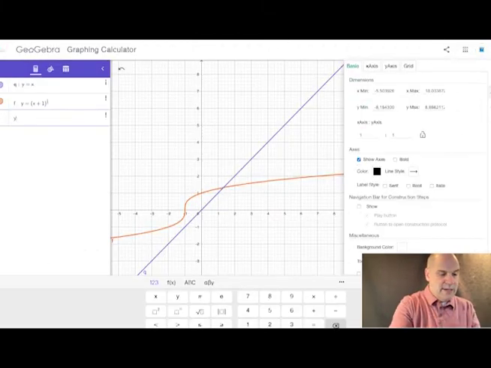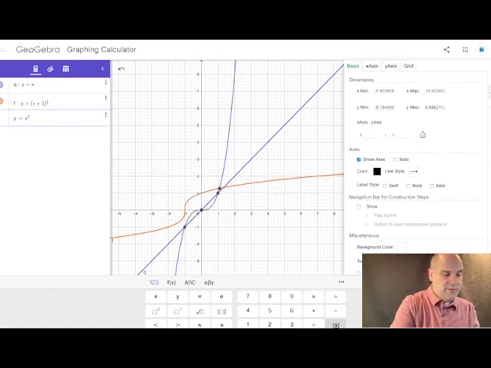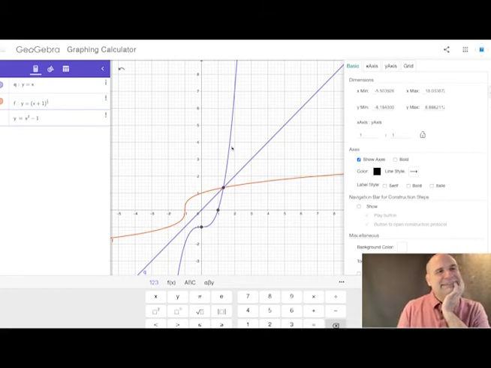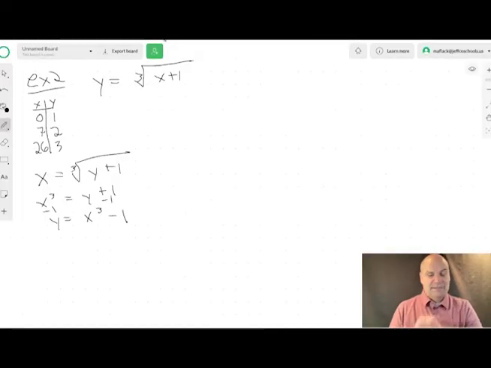So y equals x cubed minus 1. Look at that. Isn't that pretty? That's cool. Okay. So that worked. All right, let's try a more advanced one.